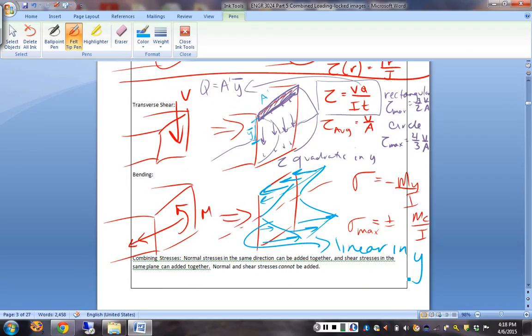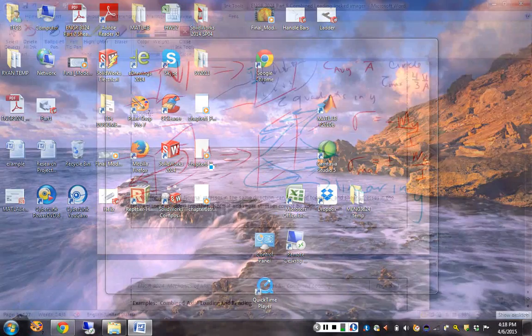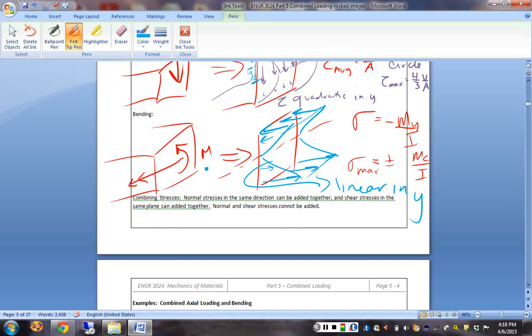Shear stress is quadratic. Normal stress due to bending is linear. So that right there is the stuff that needs to be in your brain for the exam, treated individually. You'll not have more than one going on at the same time. What we're going to start dealing with today is how to add them up when you have multiple things, and this guy right here is very, very important.